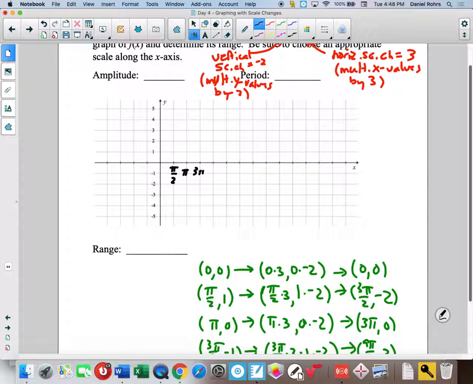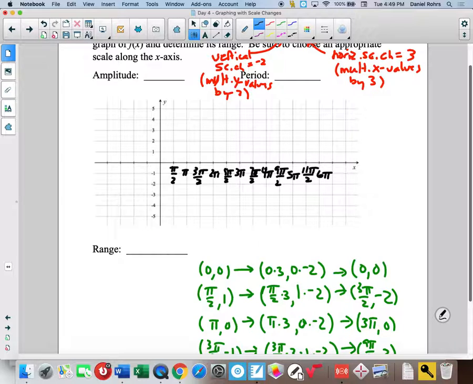Here's 3 pi over 2. 4 pi over 2 would put me at 2 pi. 5 pi over 2. 6 pi over 2 would put me at 3 pi. 7 pi over 2. 8 pi over 2 would put me at 4 pi. 9 pi over 2. 10 pi over 2 would put me at 5 pi. 11 pi over 2. And then 12 pi over 2 would put me at 6 pi.